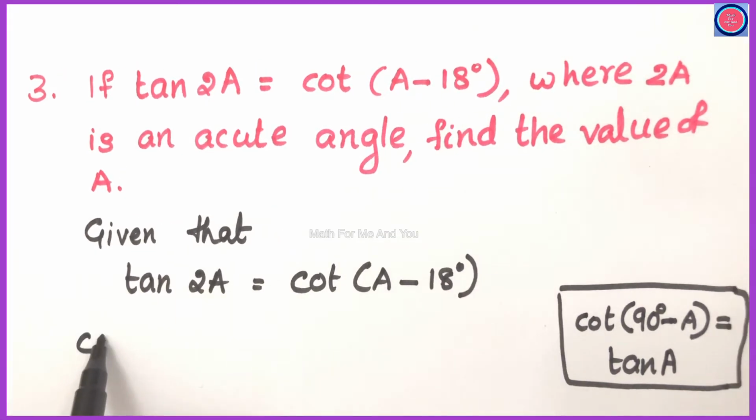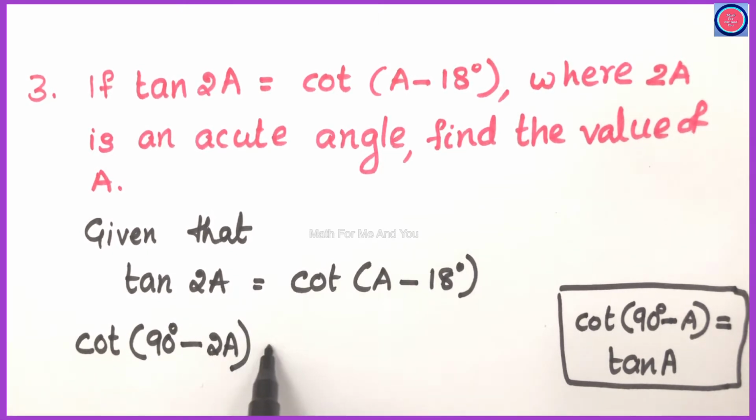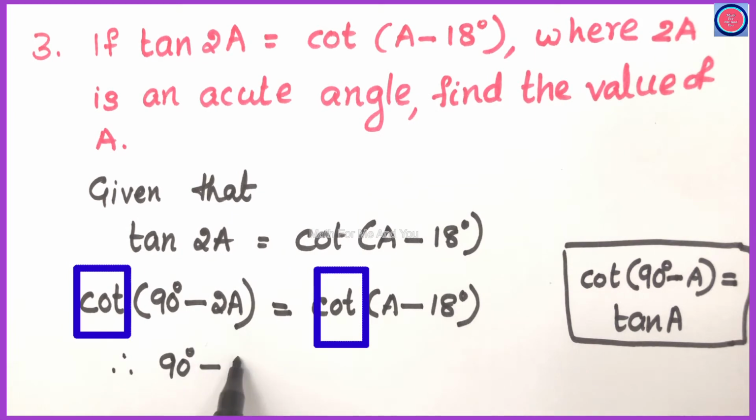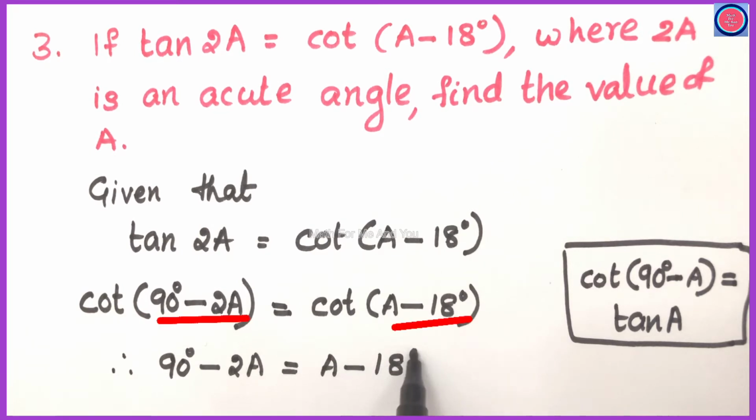That means the left side of this equation, tan 2a, we write as cot (90 minus 2a). Then the right side will be the same, cot (a minus 18 degree). Both sides have the same ratio, cot. That means the angles are equal. We can write 90 degree minus 2a is equal to a minus 18 degree.